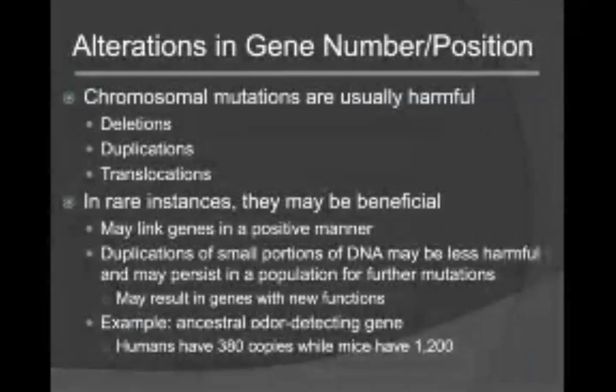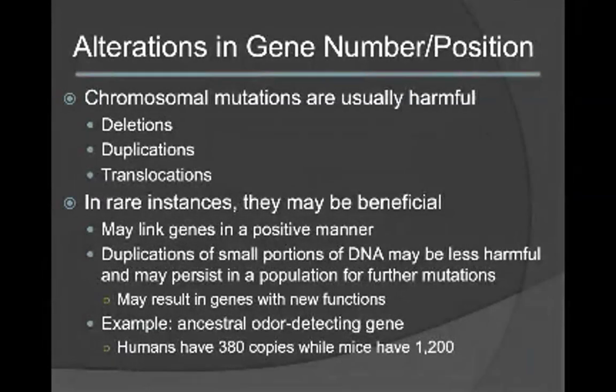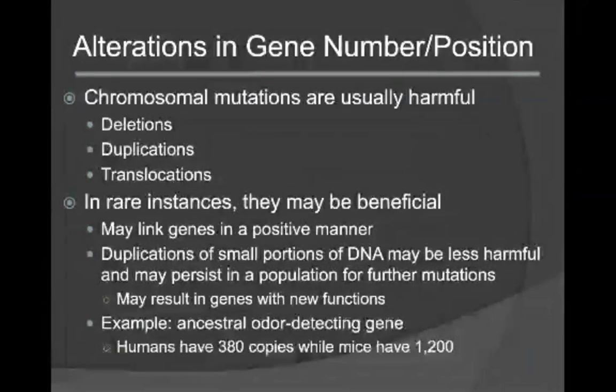There could also be alterations in gene number and gene position. Many of these chromosomal mutations are considered to be harmful. These include deletions, where portions of the DNA are deleted; duplications, where sequences of DNA are duplicated multiple times; or translocations, where a genetic sequence is moved to another location on the chromosome or on other chromosomes.